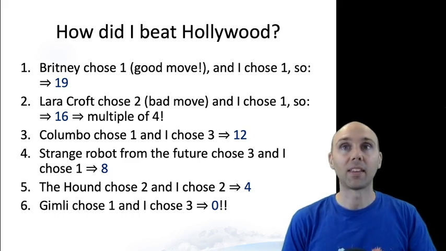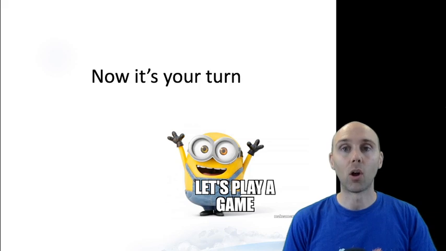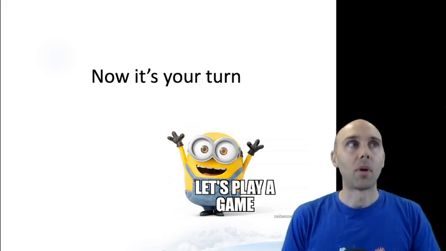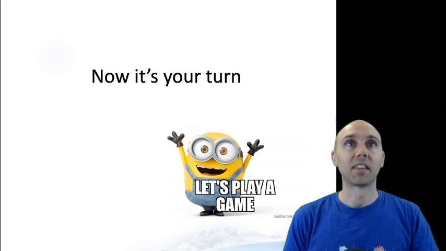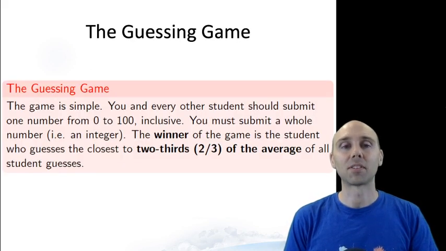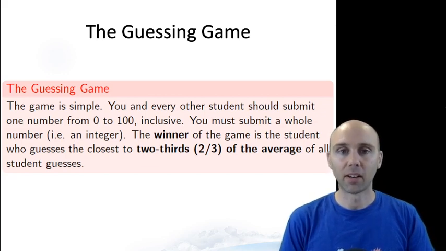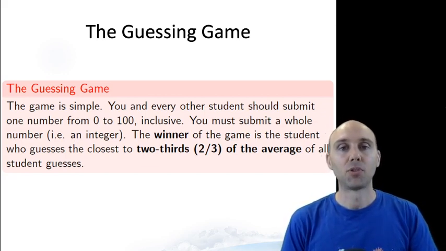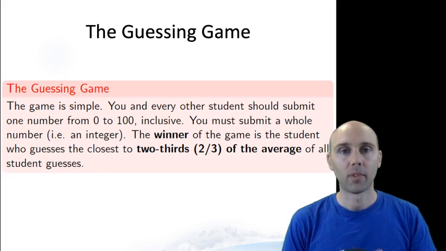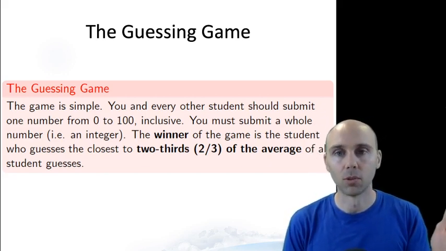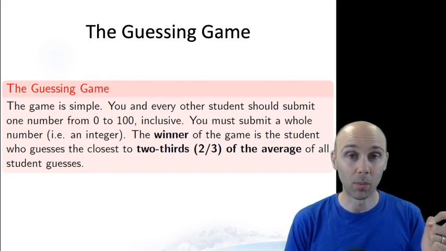We can play a game that we'll do on Blackboard. Again, I'm very creative with my naming of games. So this one's the guessing game, and the game is quite simple. So you and every other student in Econ 1011 who plays this game should submit one number. It can be any number from 0 to 100, 0, 1, 2, 3. It must be a whole number, an integer.